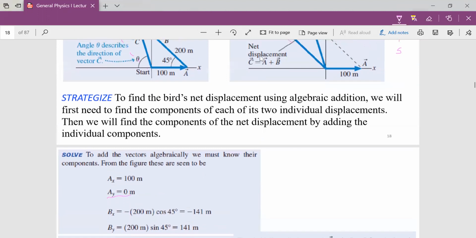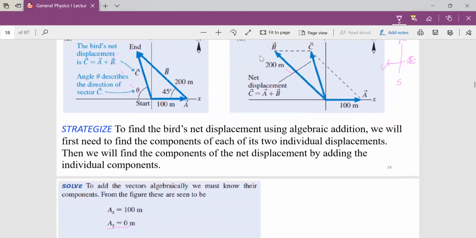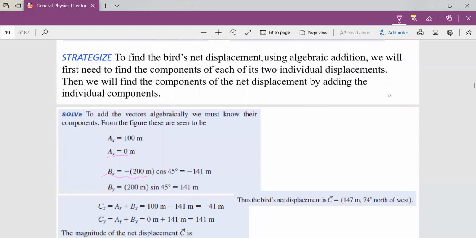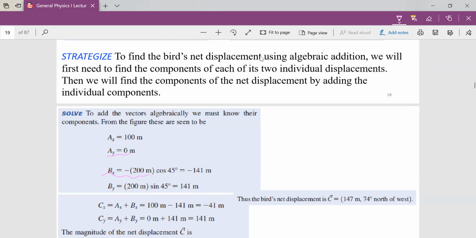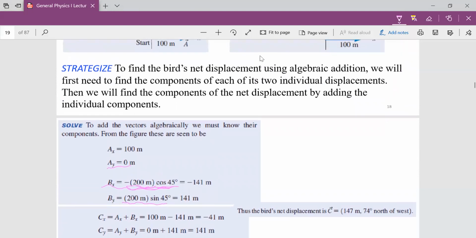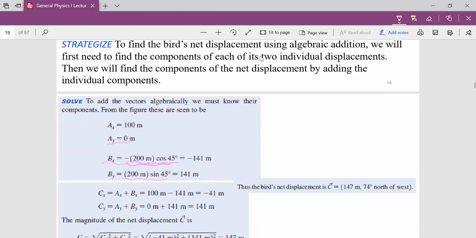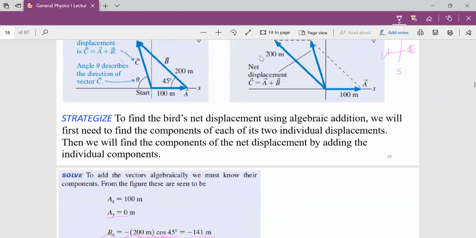Then for the second motion, B, this is pointing in what direction? Negative x direction. So we'll have the x component to be minus. Remember this equation, x is what cos. This was described to us in both meters and angle, so we use an equation that has both meter and angle. 200 cos, this gave us minus 144, negative x direction for the positive B.